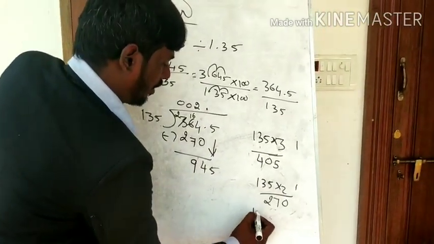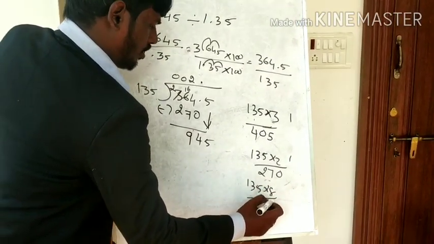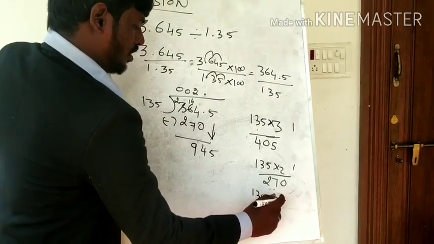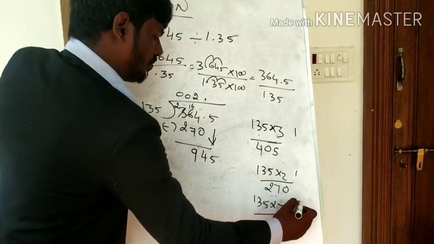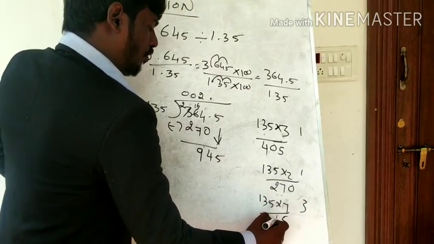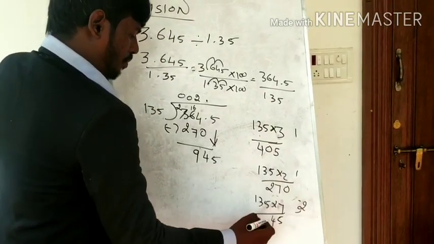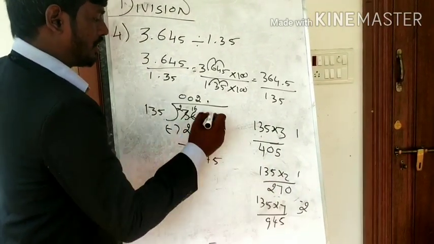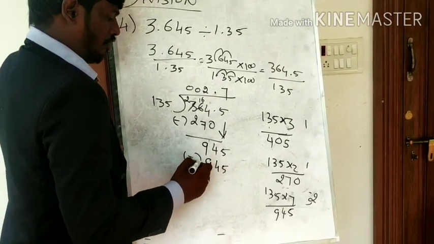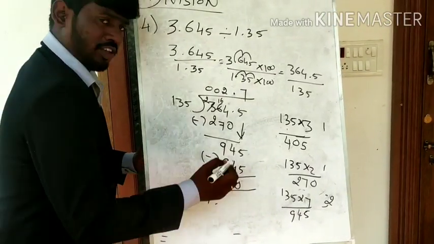I will check for 8 times. 135 into 8. 8 5s are... Now go for 9 times or 7 times. 7 5s are 35. 3. 7 3s are 21. 21 plus 3, 24. Carry over 2. 7 1s are 7. 7 plus 2, 9. So exactly 7 times. So 945. 945 minus 945 will be 0. The answer will be 2.7. Thank you.